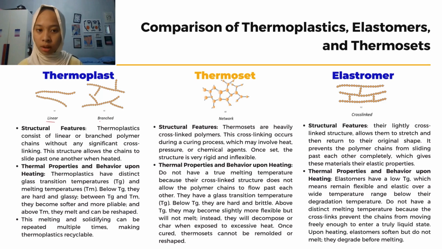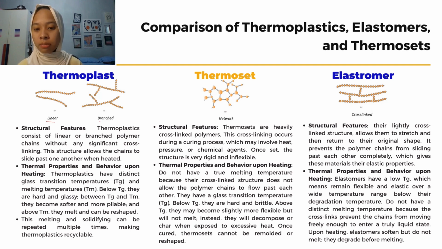The comparison of thermoplastic, elastomer, and thermoset. First, for thermoplastic, for structural feature, thermoplastic consists of linear or branched polymer chains without any significant cross-linking, and the structure allows chains to slide past one another when heated.